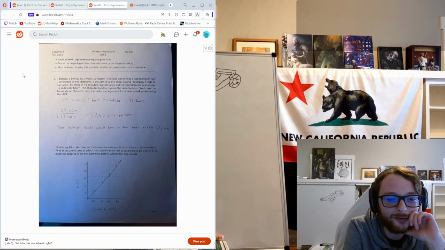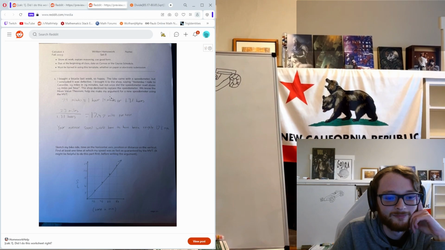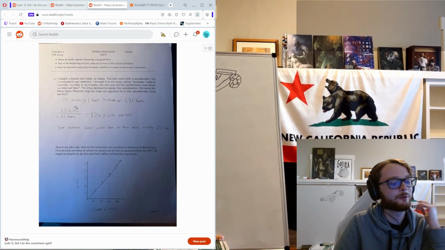I bought a bicycle last week, so happy. The bike came with a speedometer, but I concluded it was defective. I brought it to the shop saying yesterday I rode to Caryville 23 miles in 79 minutes, but it never read above 15 miles per hour. Help me make my argument for a new speedometer using the mean value theorem.